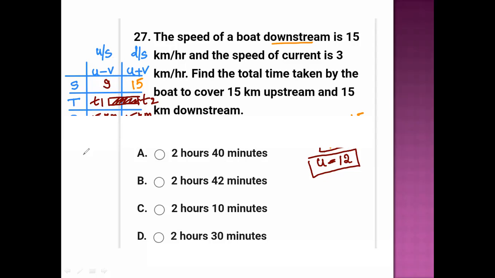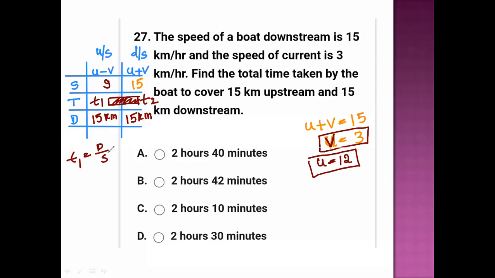Now you can easily find it. We know the distance and time. I am using the first one, that is, while moving on the upstream side. We know that time is equal to distance by speed. So what is the distance here? Distance is 15. What is the speed here? Speed is 9 kilometer per hour.